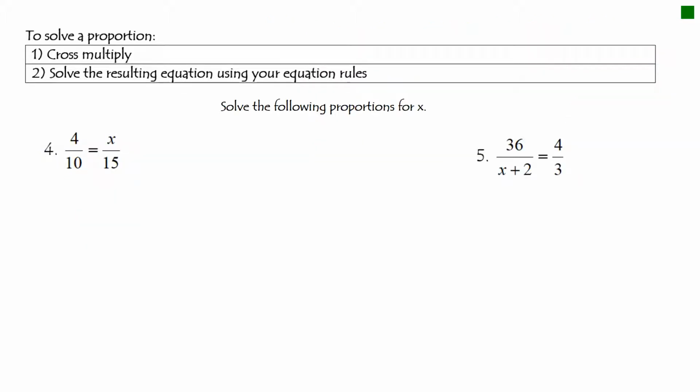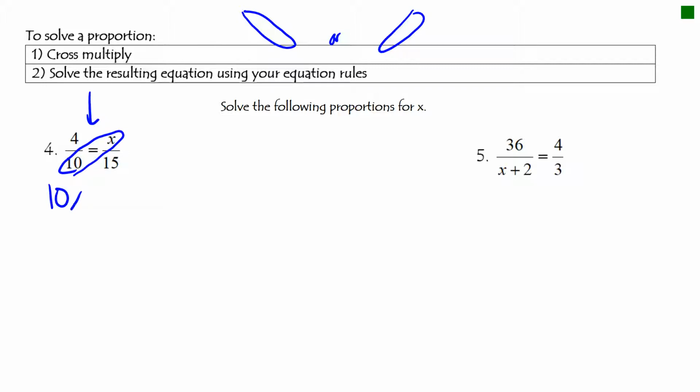Okay, to solve, we're going to cross multiply and solve the resulting equation using your equation rules. See how that has an equal sign? That's telling us this is a proportion. We've got a fraction on the left equal to a fraction on the right. We can cross multiply either way. Doesn't matter. I'm going to go with the one that has the x.